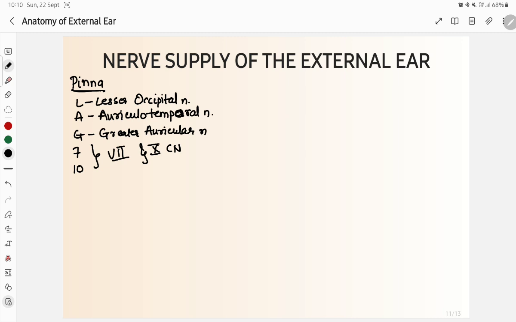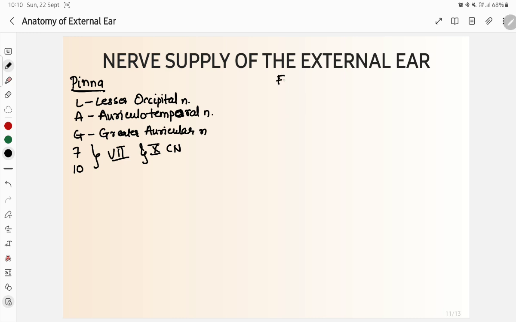Now, in the condition known as herpes zoster oticus, it is a complication of herpes zoster. Lesions are seen in the distribution of facial nerve, that is the concha, posterior part of the tympanic membrane, and the post-auricular region.